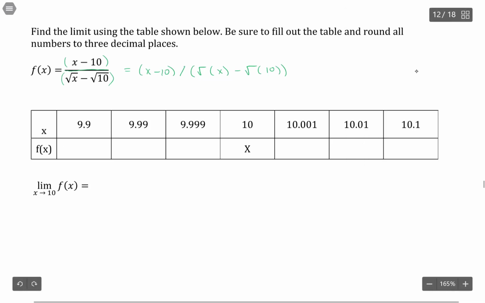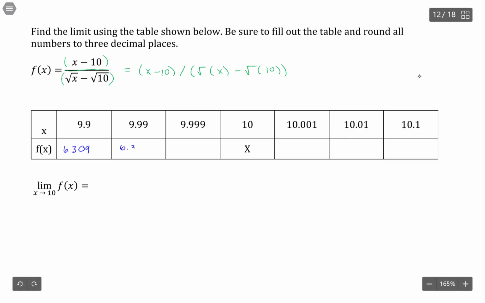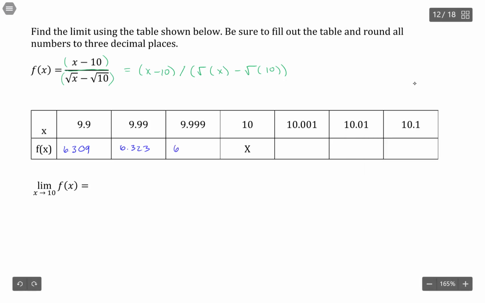Tell you what, I'm going to switch off. So 6.309. When I put in 9.99, we get 6.323. 9.999 comes out to 6.324.